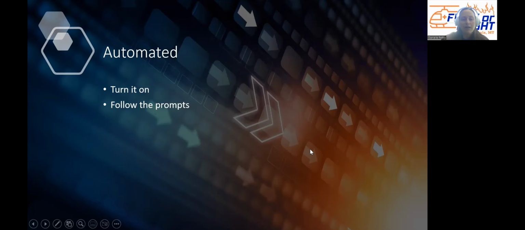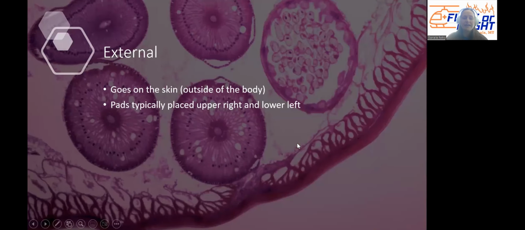It's automated. It talks you through every step. It even has pictures that show you where the pads go and everything like that. Okay, it's external because it goes on the outside of the body or on the skin.